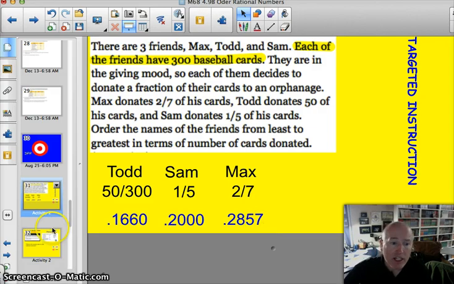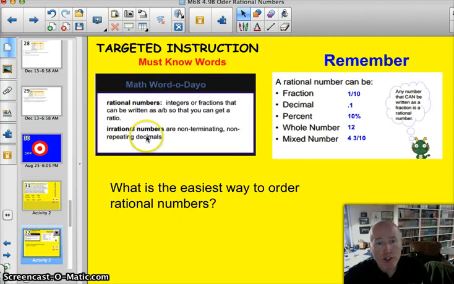All right, let's take a look at the vocabulary tonight. Quick review, rational numbers are those numbers that can be written as a fraction. They can be fractions, decimals, percents, whole numbers, or mixed numbers. Irrational numbers are those numbers that are non-terminating and non-repeating decimals. So, what is the easiest way to order rational numbers? It's pretty straightforward. Change them all to decimals and then put them in order.